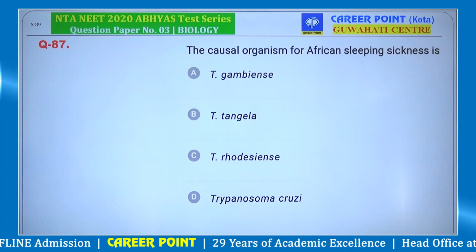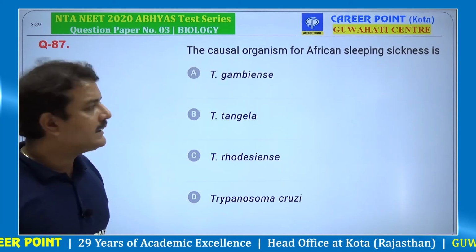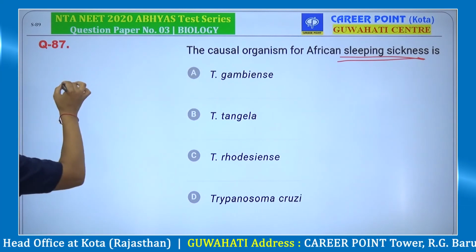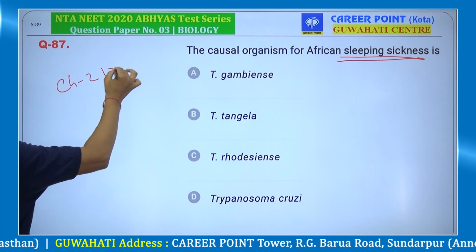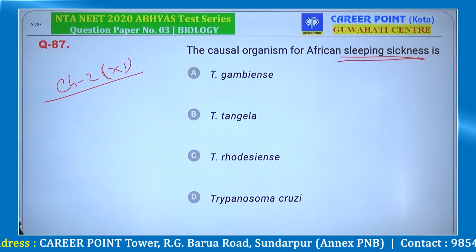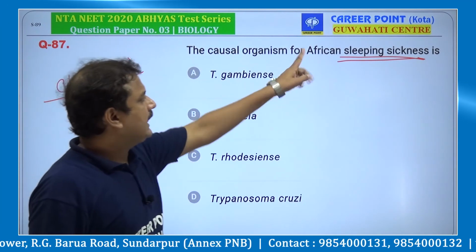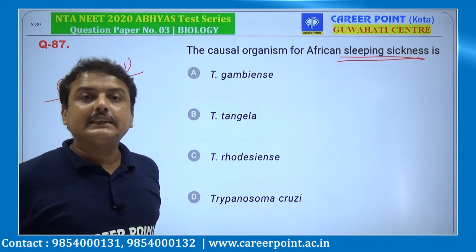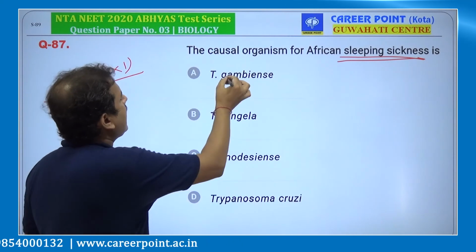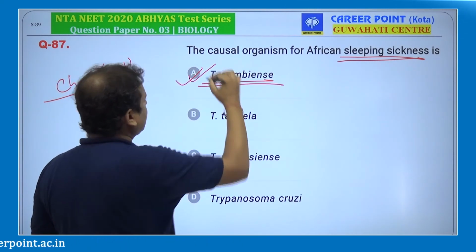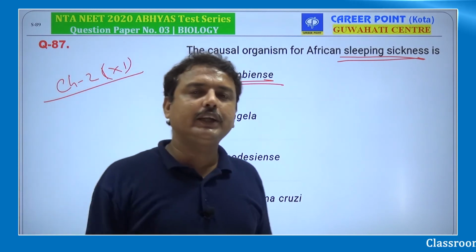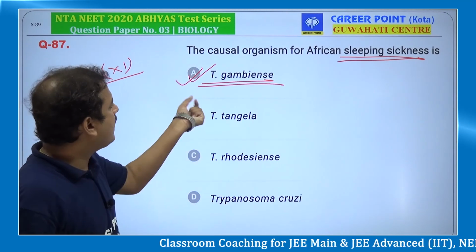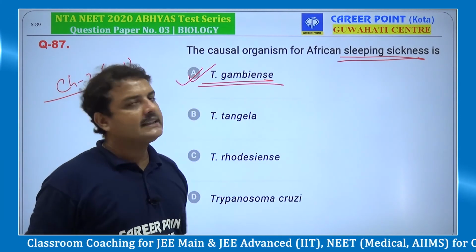Next question. The causal organism of African sleeping sickness. In your book, only sleeping sickness is mentioned in class 11, chapter 2, biological classification. That sleeping sickness is in the kingdom Protista, mentioned under flagellated protozoans. So the answer is Trypanosoma gambiense. The word Trypanosoma is mentioned in your NCERT book, but the species name is not given. The species name is gambiense. So Trypanosoma gambiense causes African sleeping sickness.